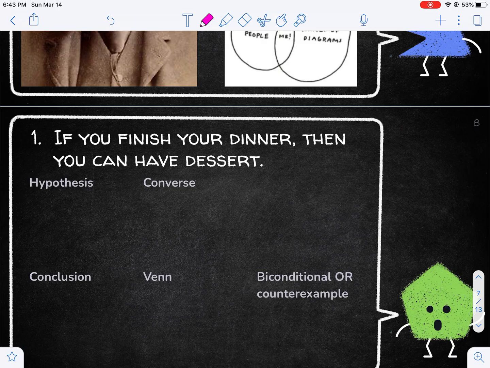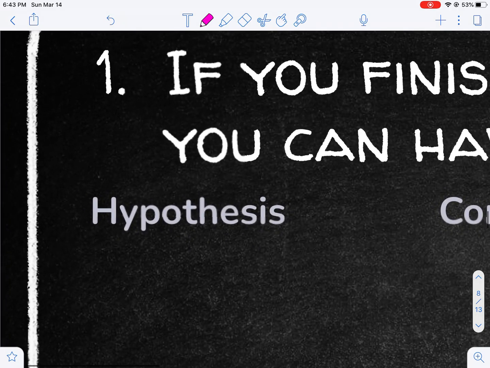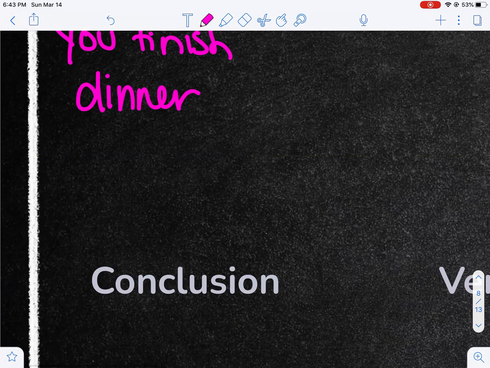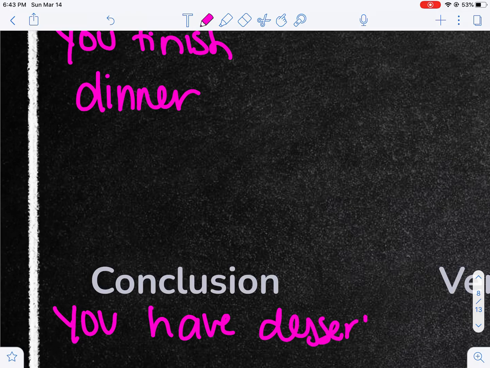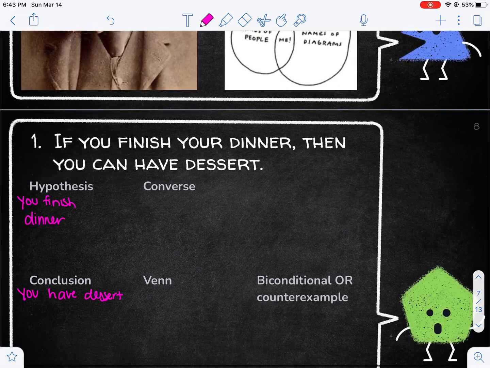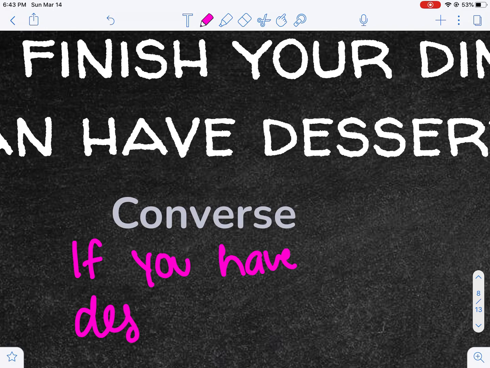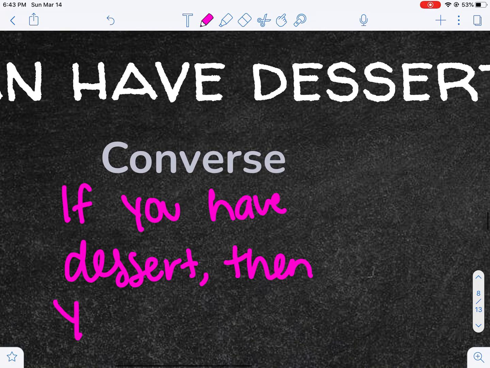So we're going to practice this a little bit. I have the statement, if you finish your dinner, you finish dinner is the hypothesis. Then you can have dessert. And if I flip those ideas, it becomes if you have dessert, then you finished dinner.